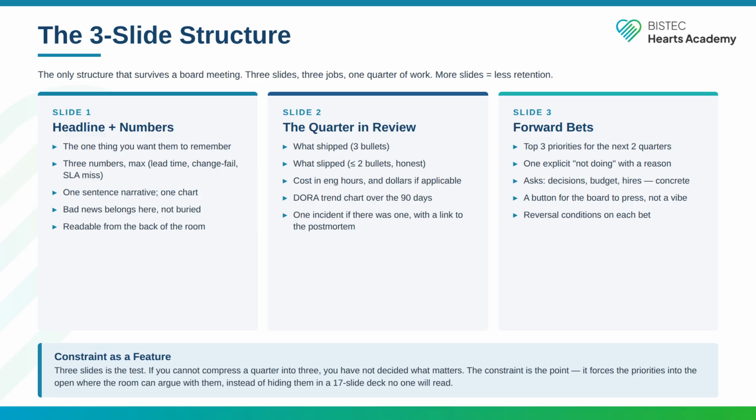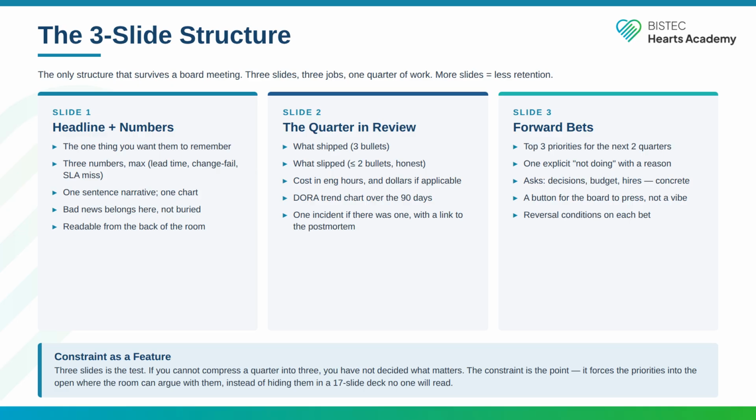Slide 2 is the quarter in review. What shipped? 3 bullets. What slipped? No more than 2, honest. The cost in hours and dollars, if applicable. A DORA trend chart over the 90 days. 1 incident, if there was one, with a link to the postmortem. The point of slide 2 is not to show how much you did. The point is to show that you know what you did and what you did not.